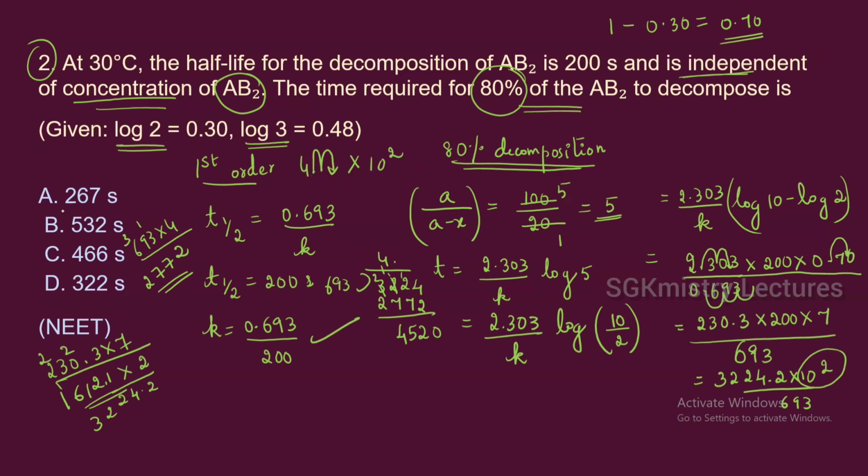So look at the options here: 267, 532, 466, 322. The answer should be 400 something, and we already have 466 as the option. So I'm not going to divide it further. I can stop the calculations here itself because I already got the answer. So option C is the right answer. You're going to get 4.66 into 10 to the power of 2, which is nothing but 466.